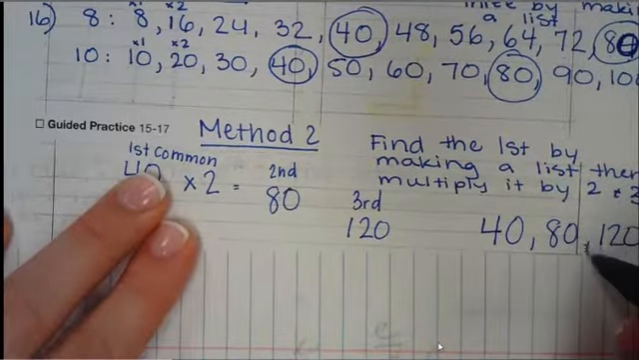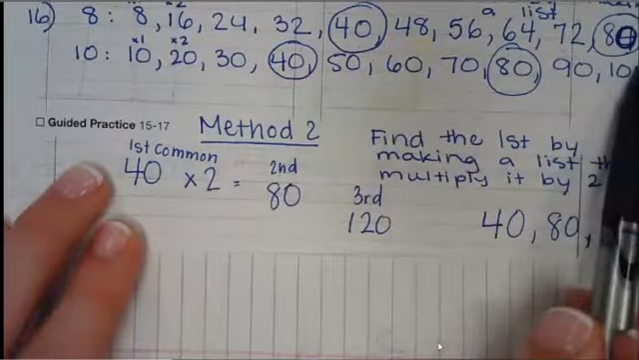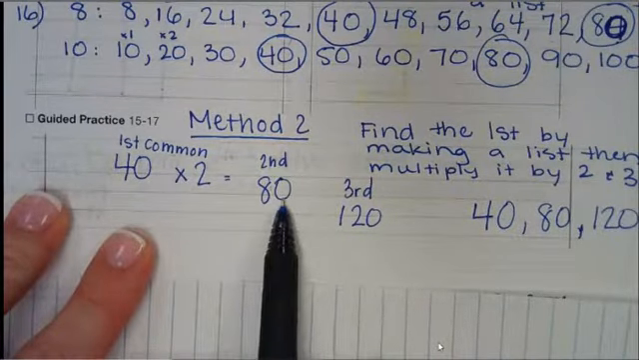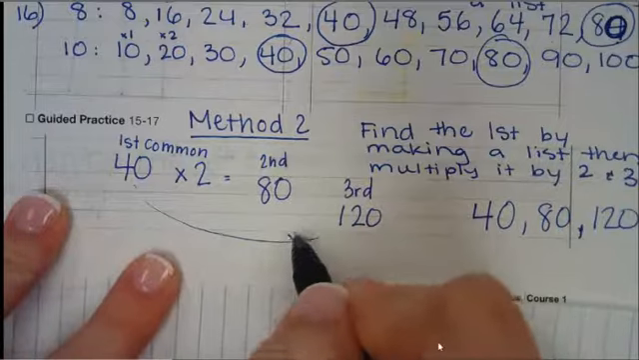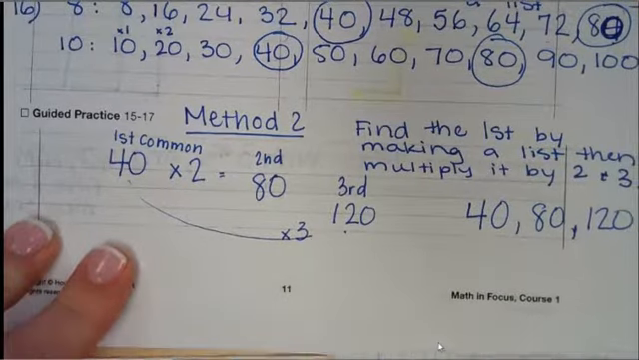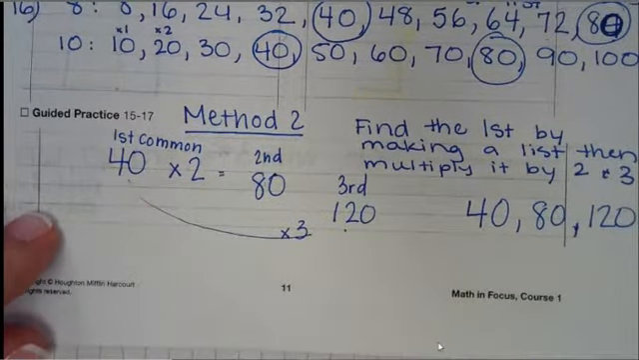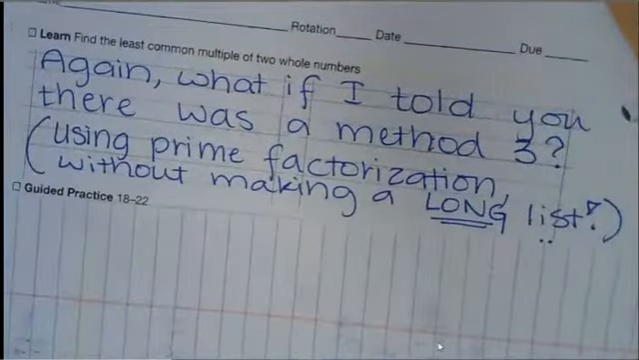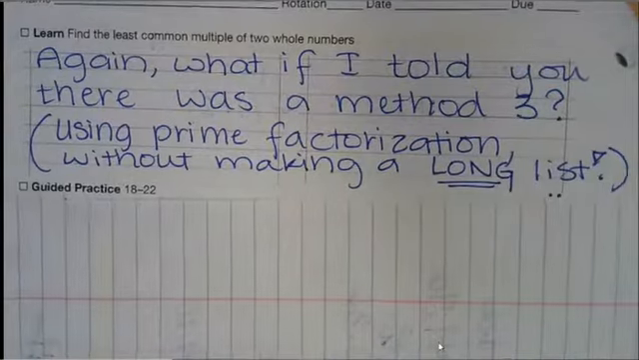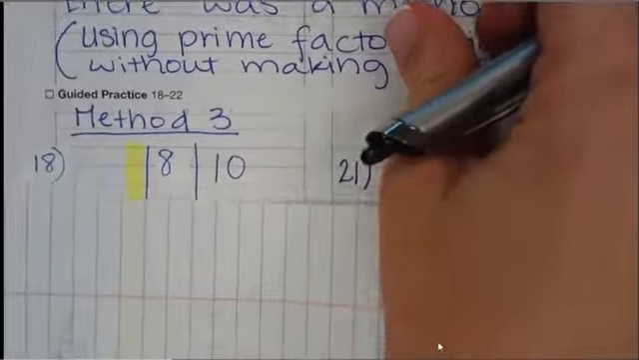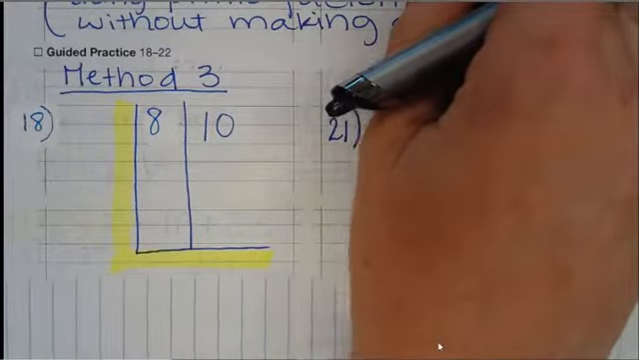Okay, so it's a little bit easier than making your whole list to find the first 3 common multiples, finding the first one and then multiplying by 2 to get the second, multiplying 40 times 3 to get the third one. If you needed the fourth, multiply it times 4 to get the fourth one, and so on. We're going to take it to method 3, which is a little bit simpler than that. Okay? So if I told you there was a method 3 using prime factorization without making those long lists of multiples, you would be happy, hopefully. So we're going to use method 3, which is using a prime factorization chart.